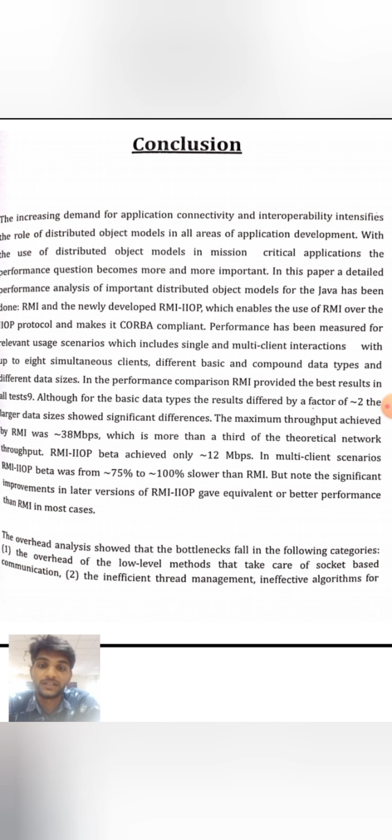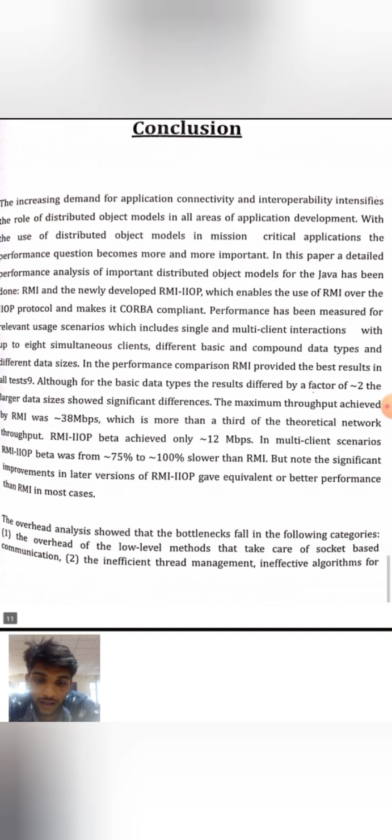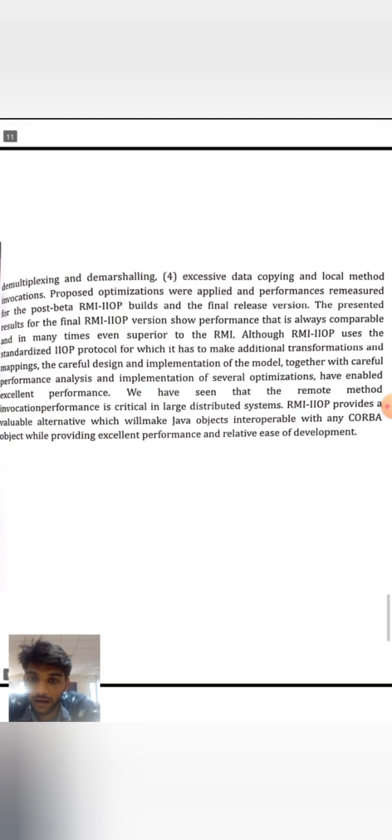Although for the basic data types the results of the different factors are 38 Mbps, which is more than a third of the theoretical network capacity. The overhead analysis showed that the bottleneck falls in the following categories. First, the overhead of the low-level methods that take care of socket-based communication. Second, insufficient thread management. Third, ineffective algorithms for demultiplexing and demarshalling. Fourth, excessive data copying in the low-level methods the concurrency involves.